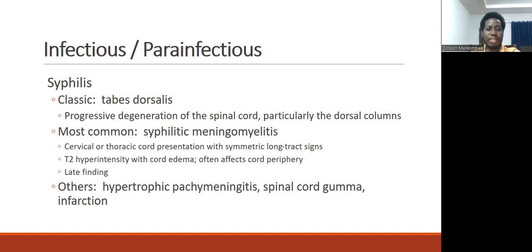Cervical thoracic cord presentation with symmetrical long tract signs is the common presentation. Then on imaging, you tend to see hyperintensity of the cord with swelling of the spinal cord. Other things you could see are thickening of the meninges, or a spinal cord gumma, or an infarction.